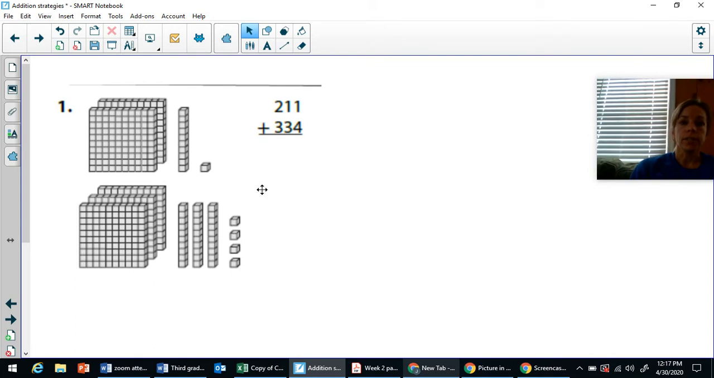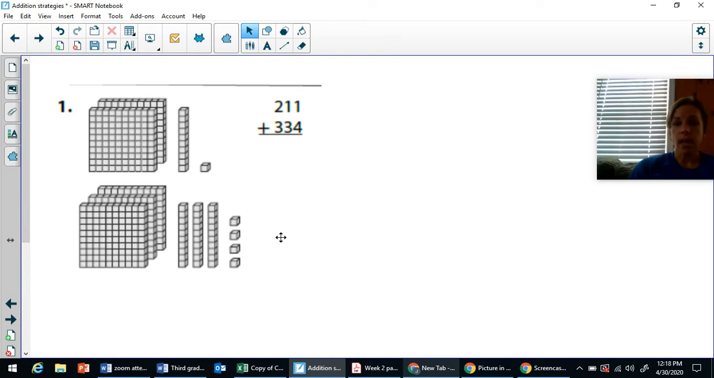Over here on this side, once again, I gave support using the base 10 blocks. I have 2 numbers here in the equation, 211 and 334. I'm going to give you about 5 seconds to figure out which model goes with 211. Is it the top one or the bottom one?